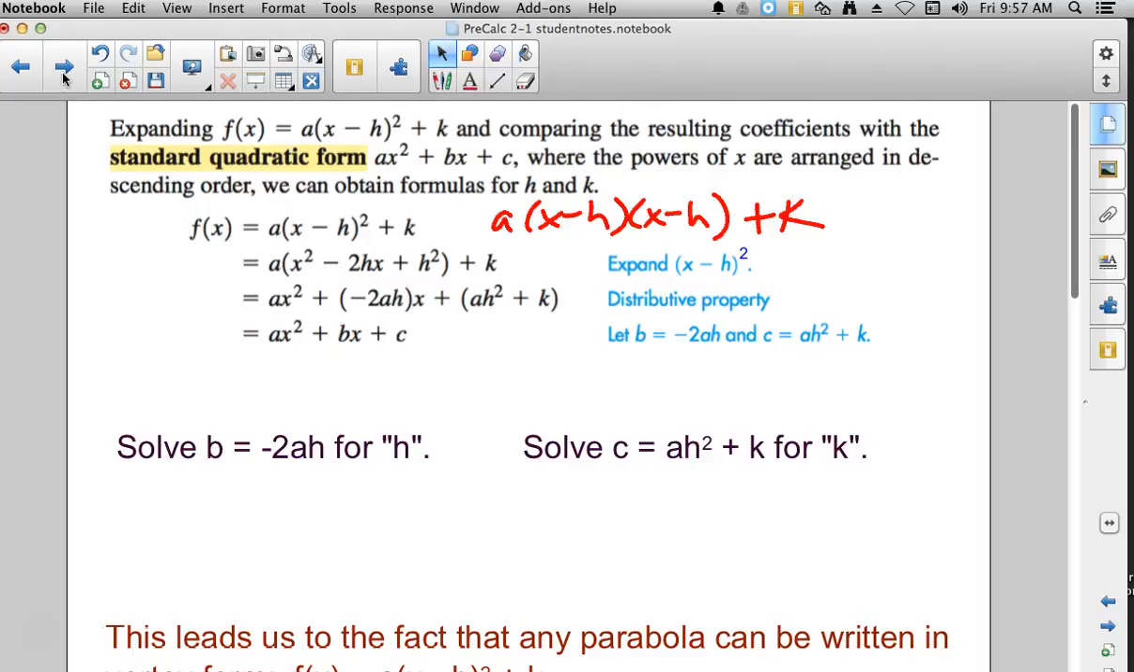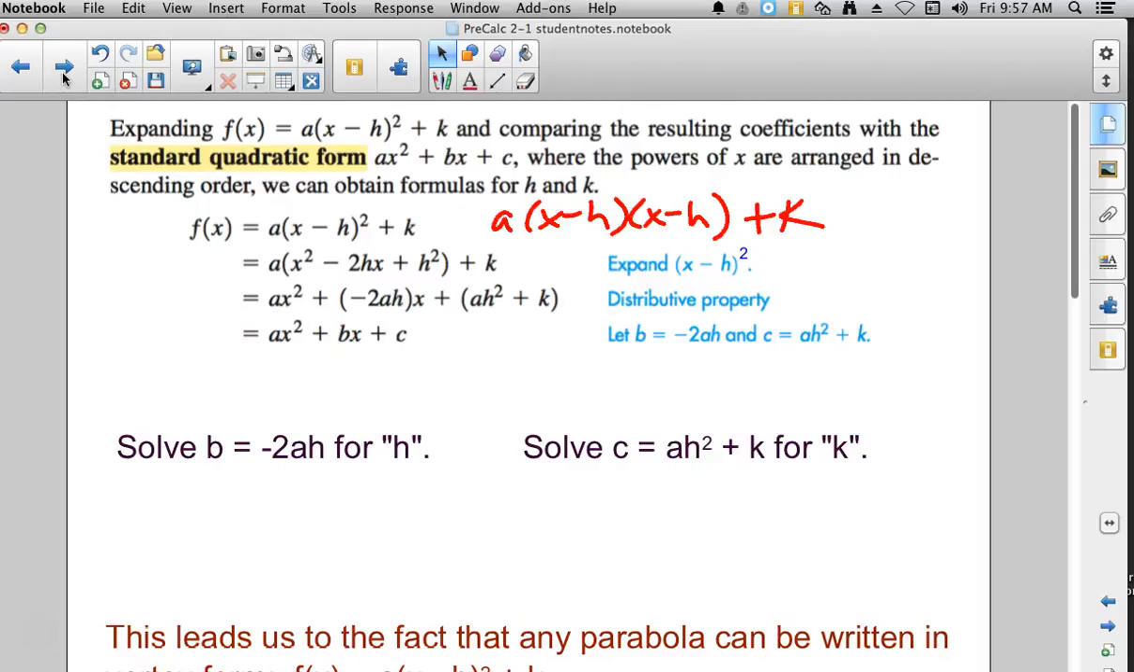So here's what they're trying to tell us. If we have all of this in vertex form, we could figure out what it is in standard form if we want to memorize formulas. b comes from -2 times a times h, and c comes from a h squared plus k. I don't memorize formulas. You know, I just don't. I've done math my whole life, and I'm not a memorizer. What I want is the math that leads me to what I need to do, and I want it to make logical sense.